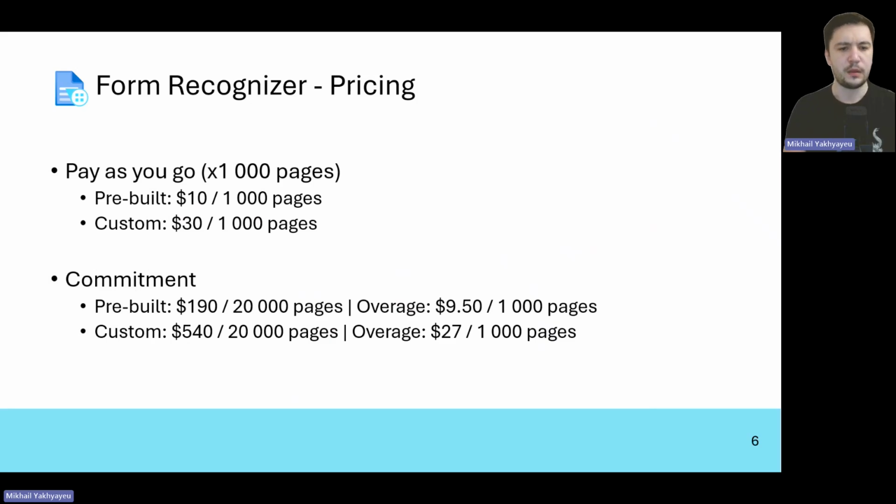About the pricing, there are two options for how you can pay. There is a pay-as-you-go option, where you pay a particular amount for 1,000 pages, and you can see that the cost for custom models is a bit more. And there is a commitment option, where you pay a sum in advance to get 20,000 pages in your package, and for overage of this package, for each 1,000 pages you're going to pay a slightly smaller amount than with the pay-as-you-go option. And you can see that for the custom model, the price is more than for the pre-built one.